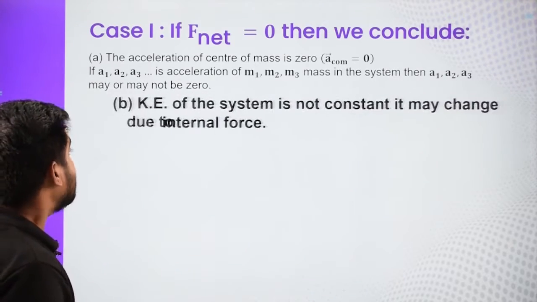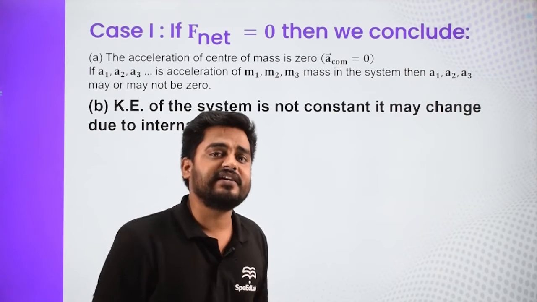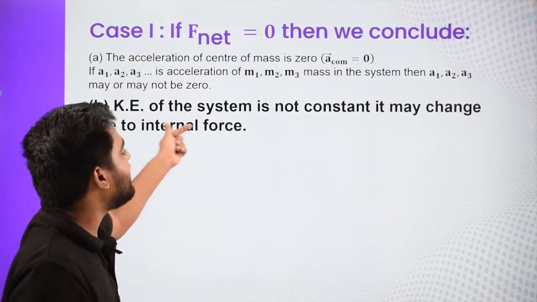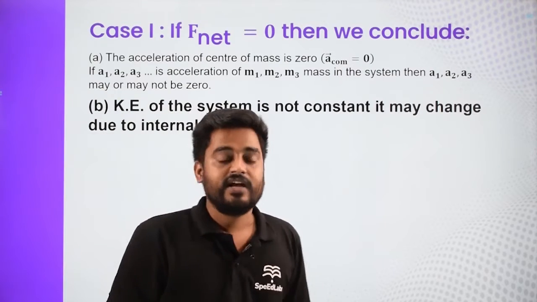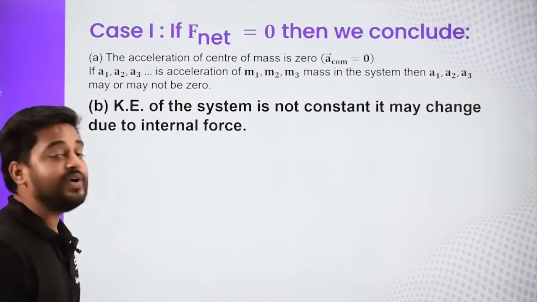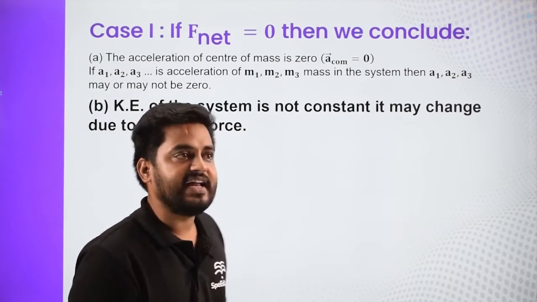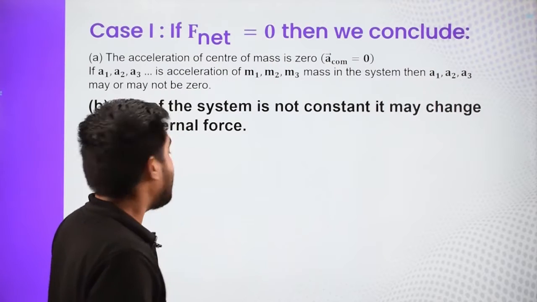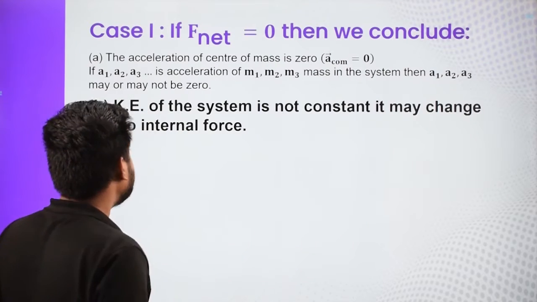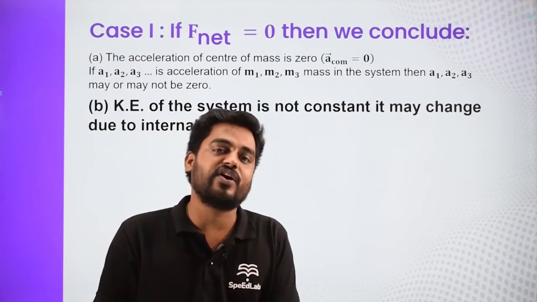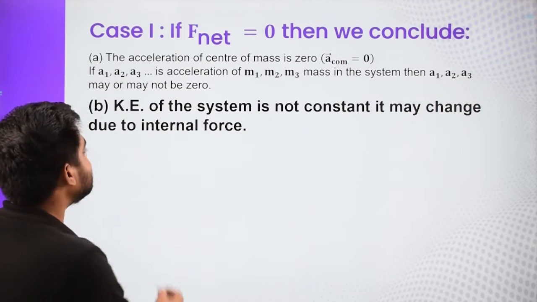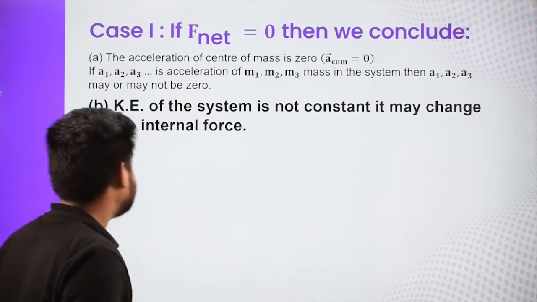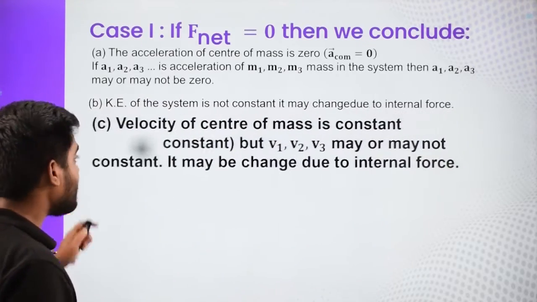Now, if acceleration of individual particles are non-zero, then what will happen? Their velocity will change. So we'll see kinetic energy of system is not constant. It may change due to internal forces. If internal forces are acting, then individual particles will experience acceleration, and if they are having acceleration, then their velocity will increase or decrease, or it will change, and hence we can say kinetic energy of system might or might not be constant.